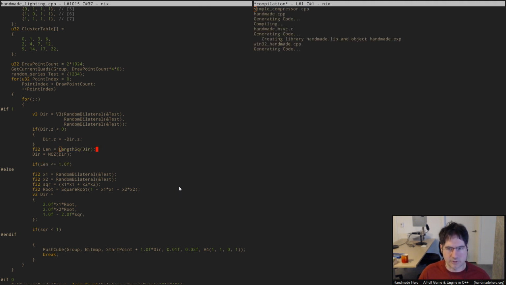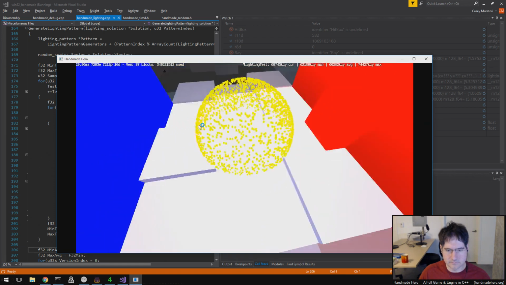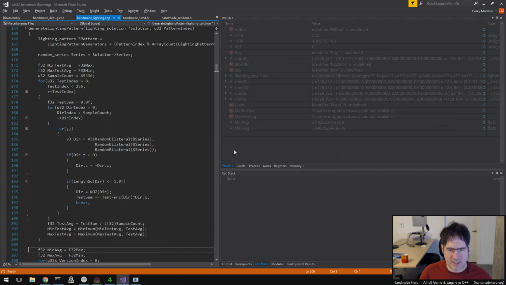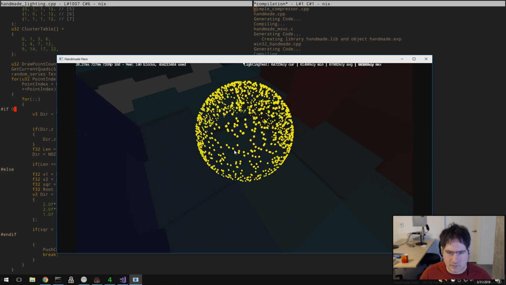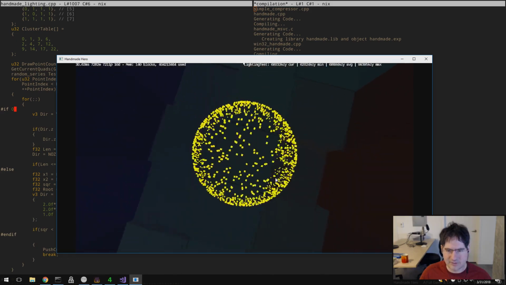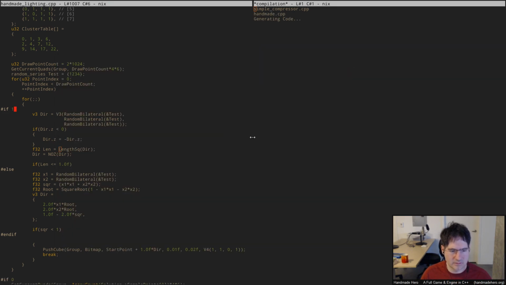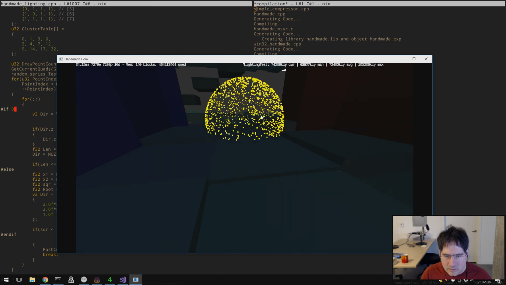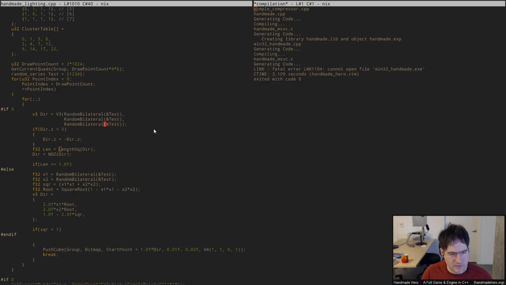Yeah. Now I should be able to run either of these. So yeah, looking at that, and looking at that, I mean, they're definitely different. Oh, but you know what? This is doing the whole sphere, and we only want the hemisphere.